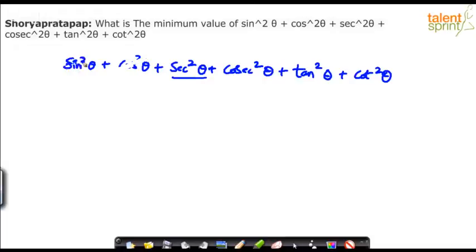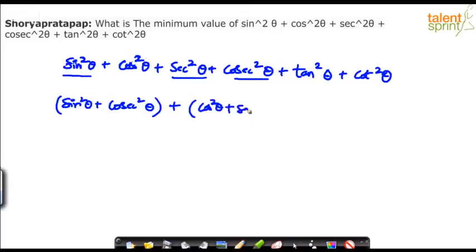We'll take them in pairs. We'll take sine square theta and cosecant square theta together, so sine square theta plus cosecant square theta. Then we will take cos square theta plus secant square theta, and let's take tan square theta plus cot square theta. So we have taken them in pairs of reciprocal functions. Now we know that sine square theta and cosecant square theta are reciprocals of each other. So what will be the answer?